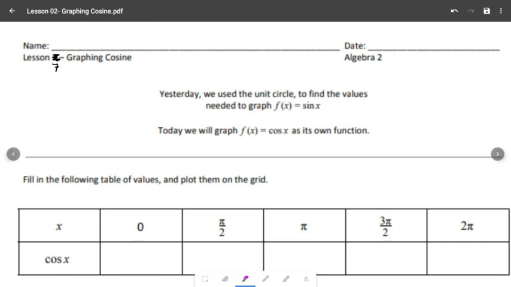All right, so this is the graphing cosine lesson. If you're following along in your packet still, I believe it's lesson 7 at this point. So it says yesterday, should be last week now. So last week we used the unit circle to find the values that were needed to graph sine of x.